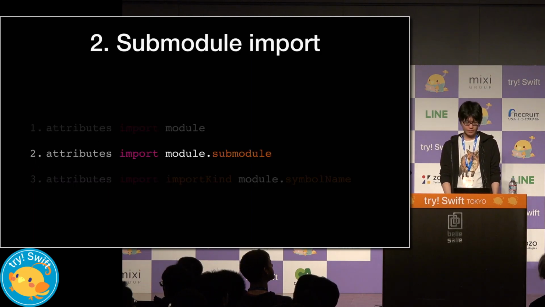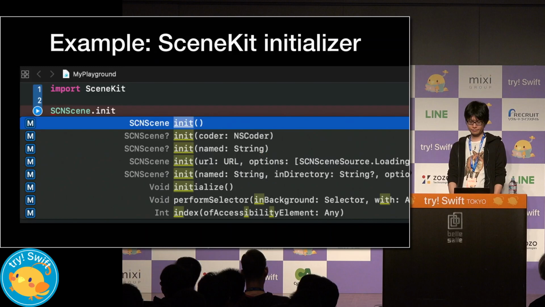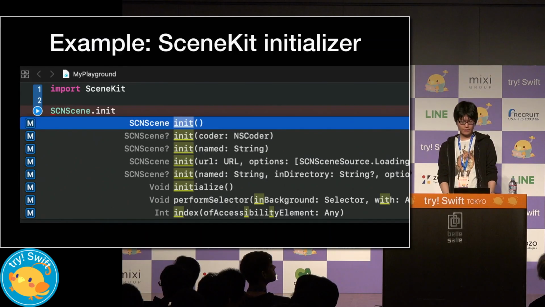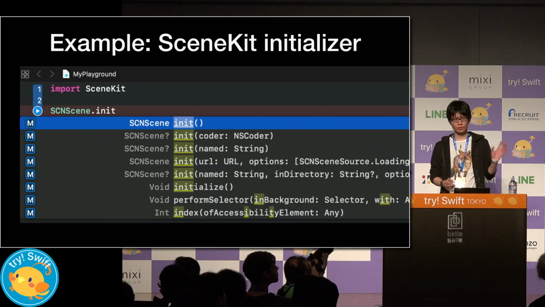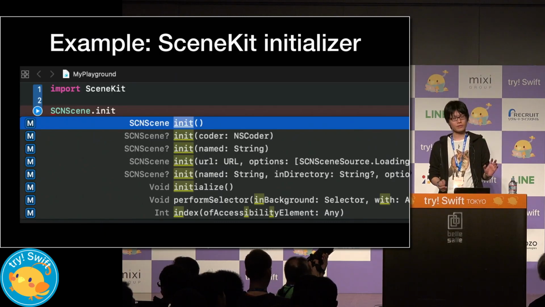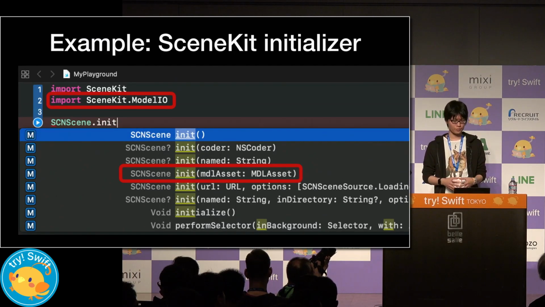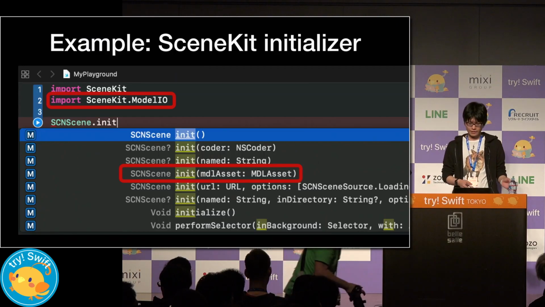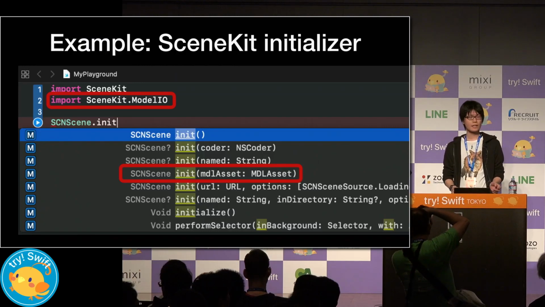Next, let's look at how to specify a submodule. When a submodule is specified, it becomes possible to import the submodule implementation. There is a good example of submodule usage in SceneKit. SceneKit has extensions that allow it to create a scene from Model I/O and make models from scenes. And so SceneKit declares Model I/O as a submodule. You can see that by designating and implementing the submodule, the number of initializers in SCNScene increases.